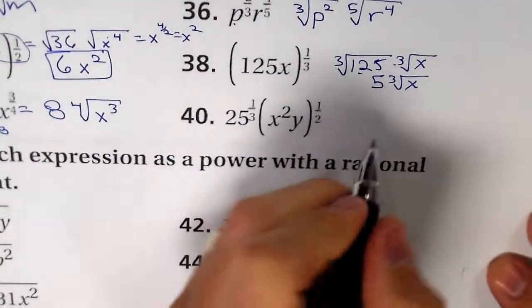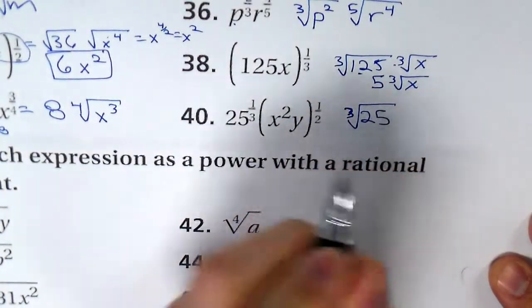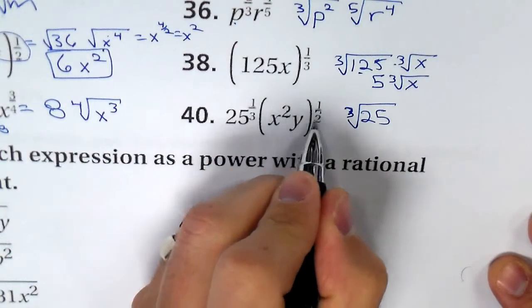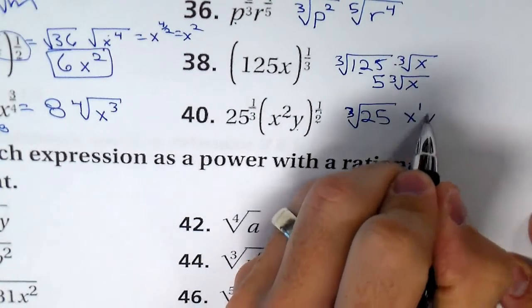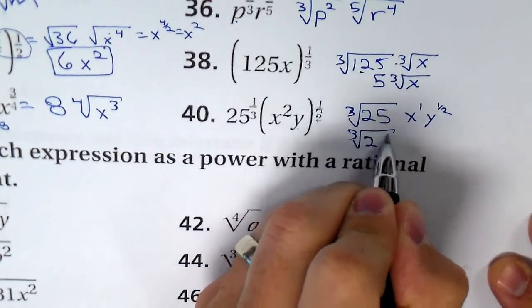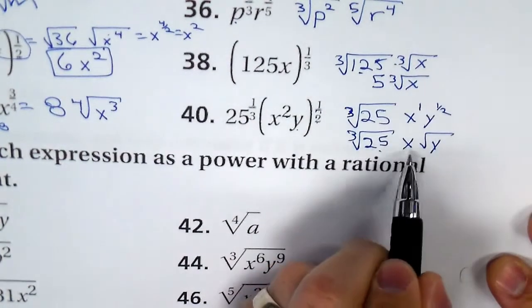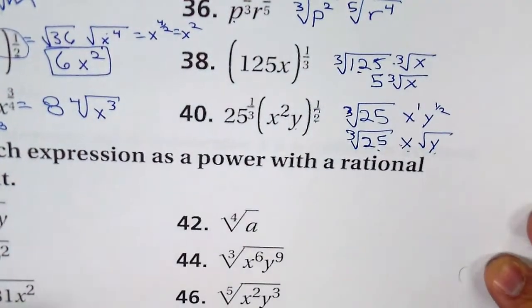For number 40, I'm going to do the 3rd root of 25, and then if I distribute in the exponents, x to the 2nd times 1/2 is x to the 1st, and then y is just y to the 1/2. So we're going to get the cube root of 25 x square root of y. Make sure you keep them separate. Be careful about how you write the root symbol. It should not be going over the x.